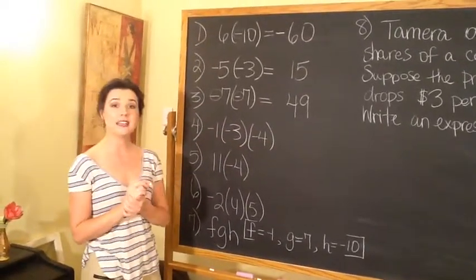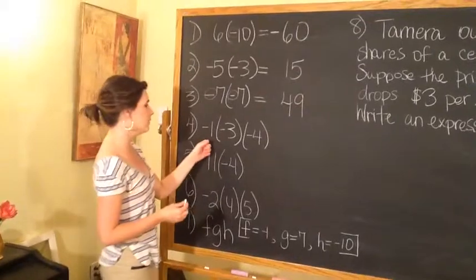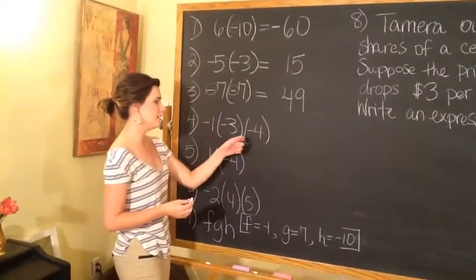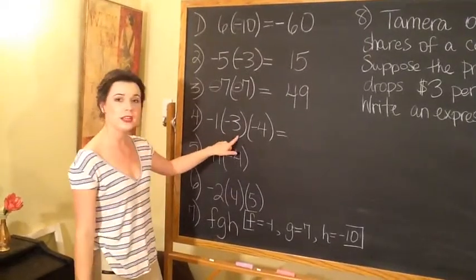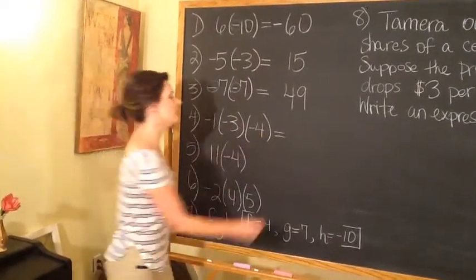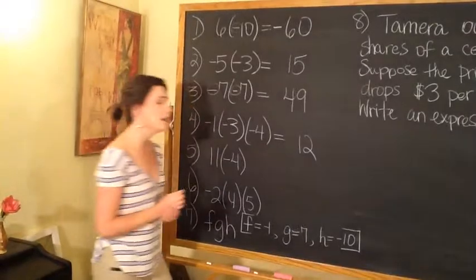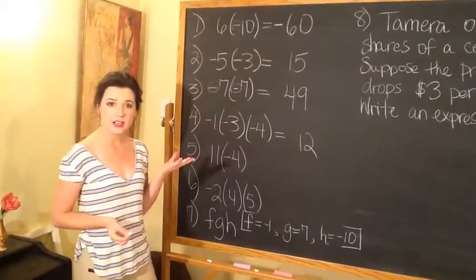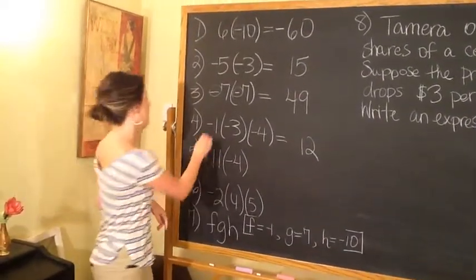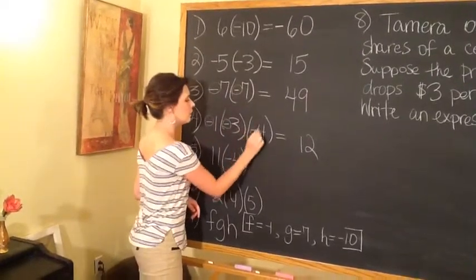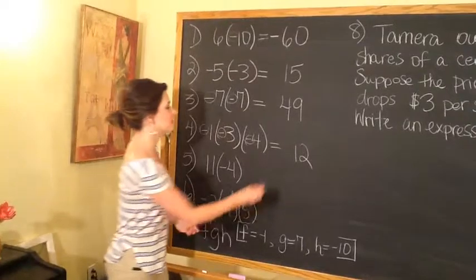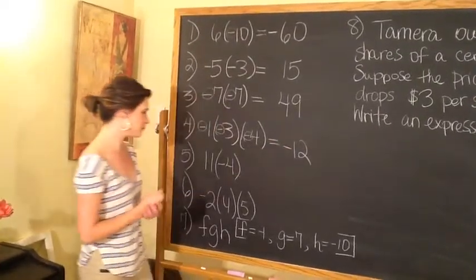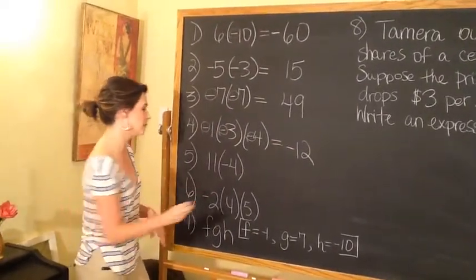Let's look at example number 4. We have negative 1 times negative 3 times negative 4. Let's multiply across. 1 times 3 gives you 3, and 3 times 4 gives you 12. Now let's count our negative signs to see if our answer is going to be positive or negative. We have 1, 2, 3 negative signs. And since 3 is an odd number, our answer is going to be negative. Let's look at example number 5.